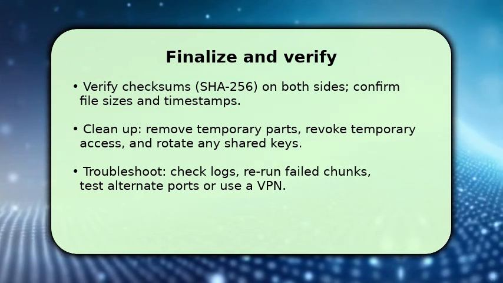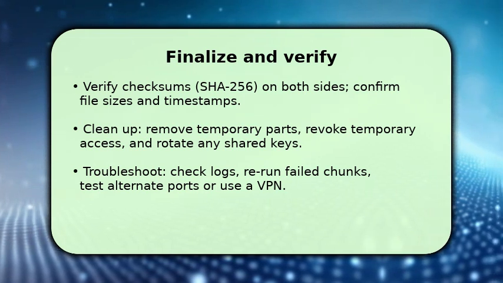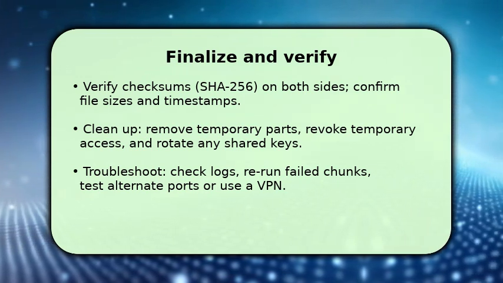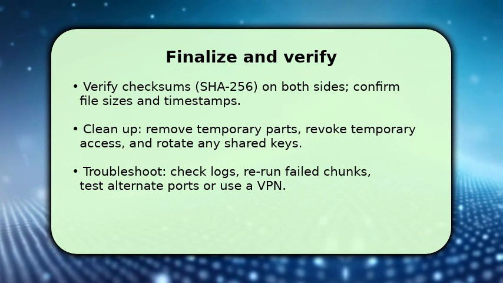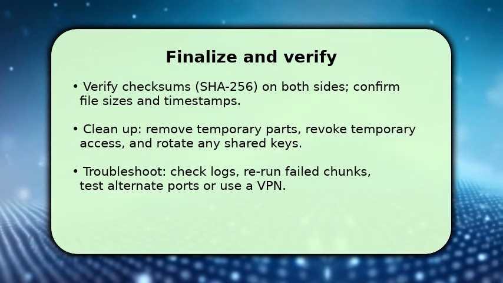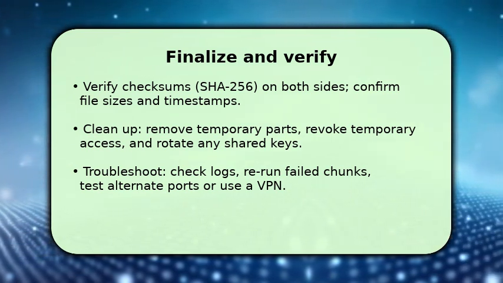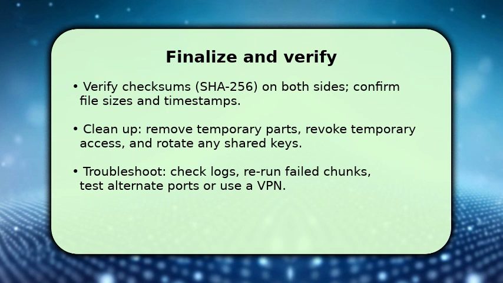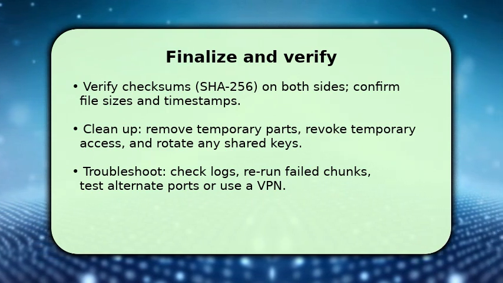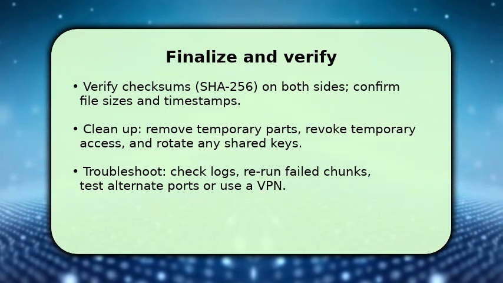If something failed, consult transfer logs, rerun only the failed chunks, and try alternate ports or a VPN to bypass throttling. Make sure the recipient can open files. If not, confirm decompression tools and permission bits, then repeat the specific step that failed.